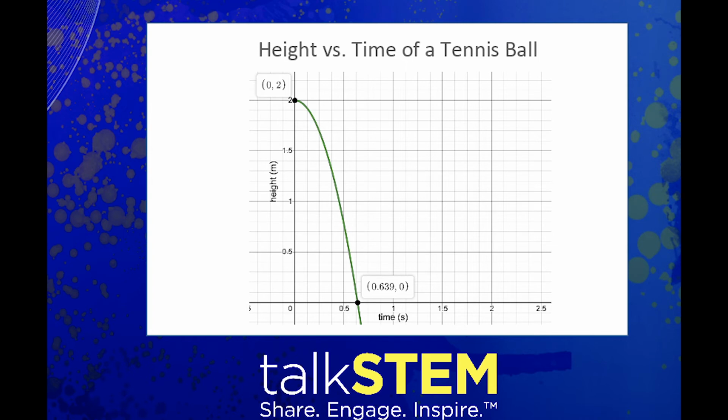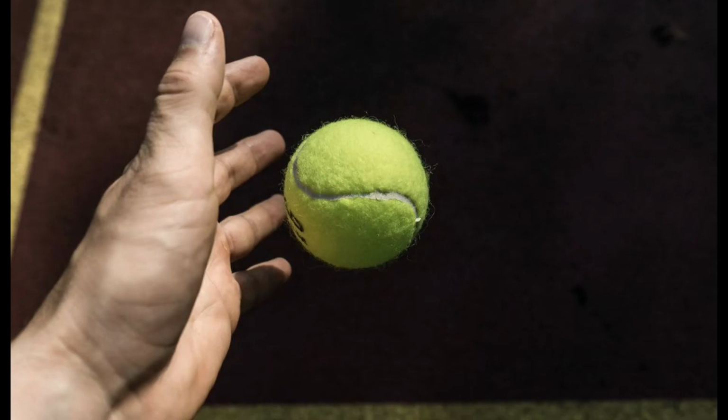From our measurements, we know it takes 0.639 seconds for the ball to hit the ground from a height of 2 meters. Suppose you could drop a ball from 5 meters. How long would it take to hit the ground?